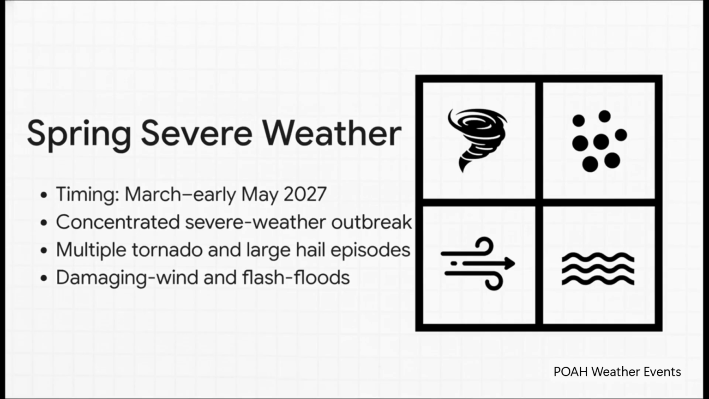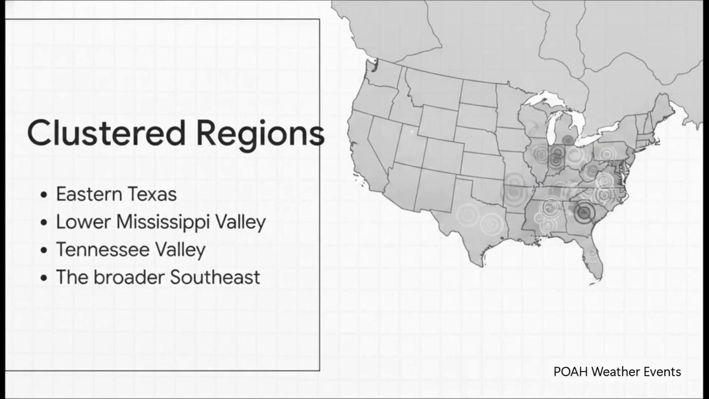As for where this spring volatility will strike, the data suggests these outbreaks will tightly cluster across a few specific geographic zones. Those regions are eastern Texas, the lower Mississippi Valley, the Tennessee Valley, and the broader Southeast. That clustering effect is a massive indicator of this cycle.